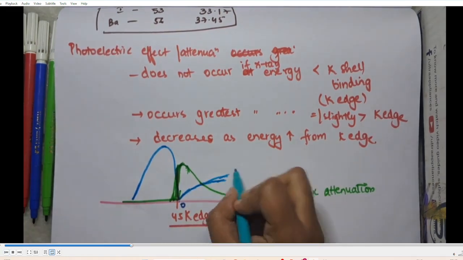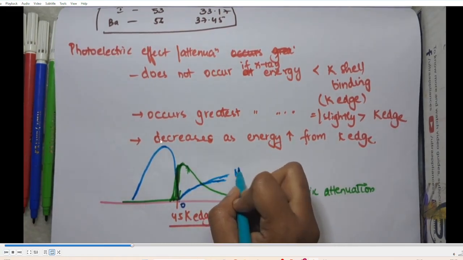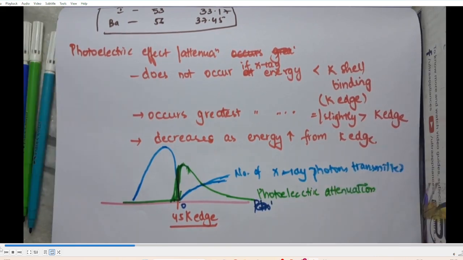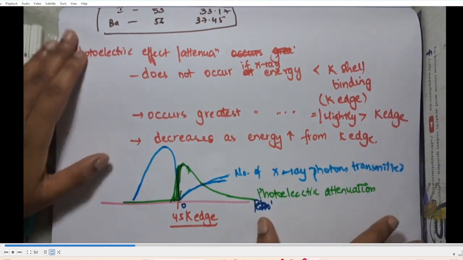So if you see, the Compton reaction will increase below the K edge, or we can say the number of X-ray photons that are transmitted increases over here, and slowly it becomes 0 at the K edge, and again the number of X-ray photons transmitted will increase.